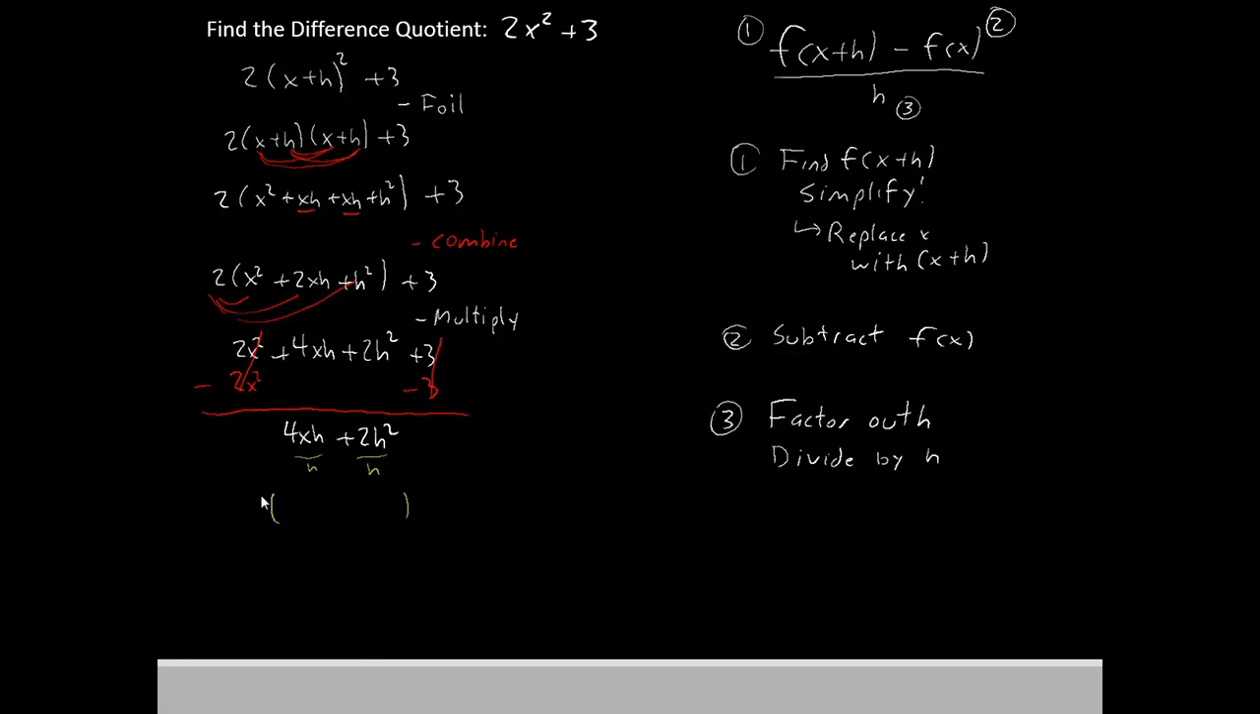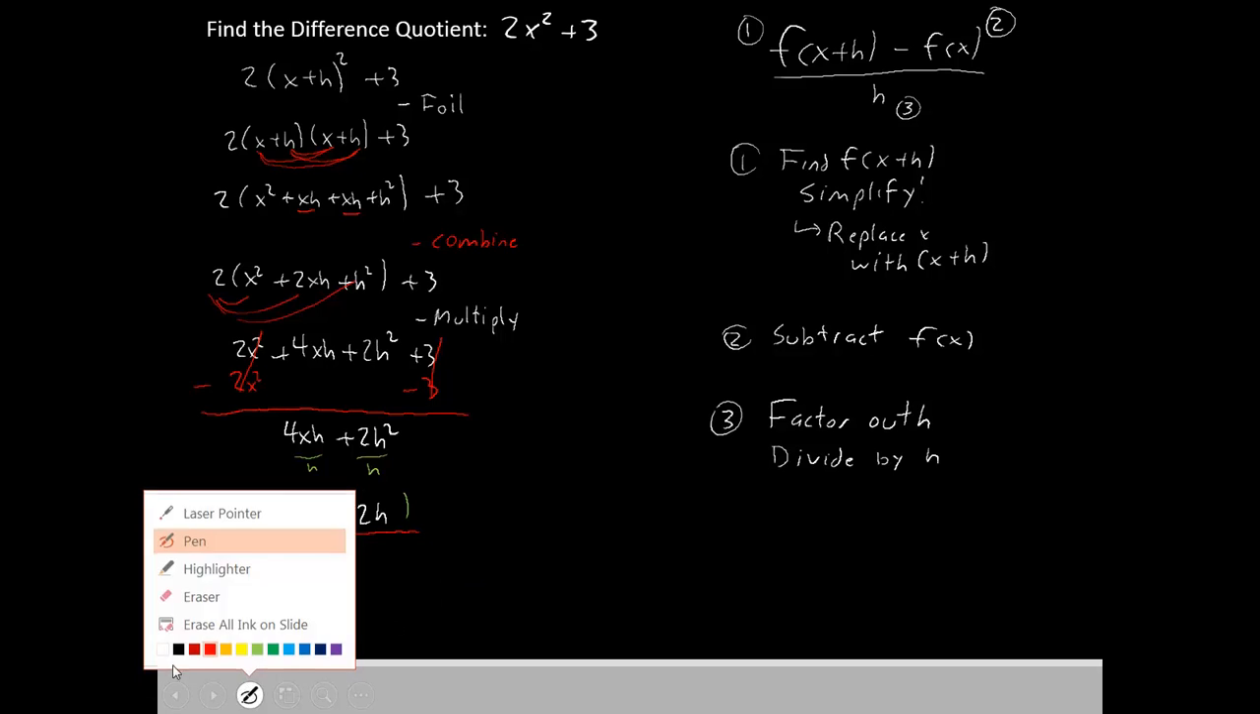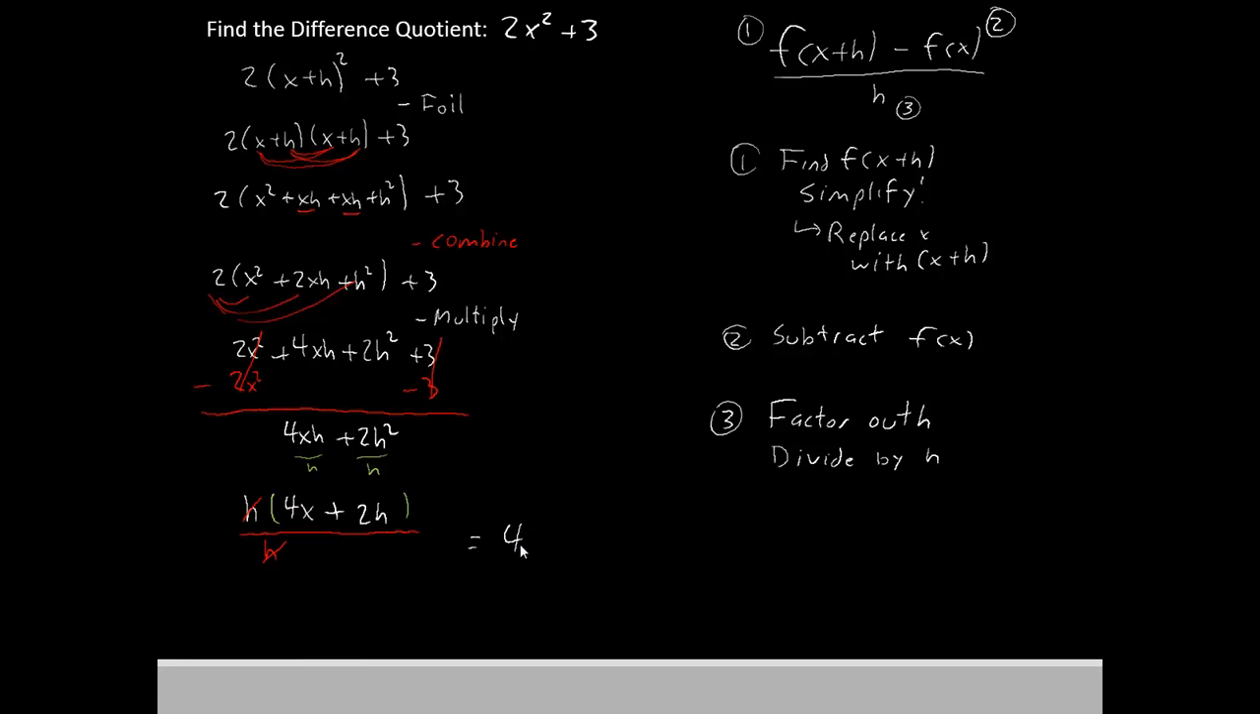Alright, since my goal is to factor out h, I'm going to write h on the outside. And then we'll say 4xh divided by h is 4x. And then 2h squared divided by h gives us 2h. We'll put a little positive sign there in the middle. Now that I've factored out h, it's okay to go ahead and divide by h. Well, the h on the top and the h on the bottom cancel out. And so my answer is simply 4x plus 2h.